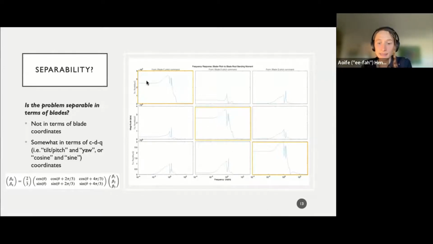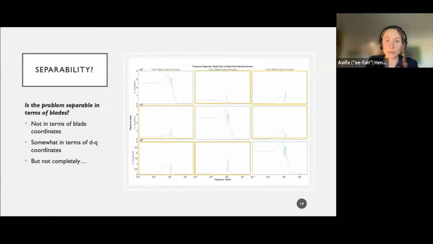As you can see here, the gain is greatest from the blade pitch C component to the root blade bending moment C component, and similarly from D to D and Q to Q. But there is a non-zero gain on the off-diagonal components as well, as we'll see next. So my point here is that it's not completely separable, and there is a coupling here, and that coupling will actually be exacerbated for higher frequencies and will vary across different wind speeds too. So that is something that should be considered, and it is typically neglected in traditional IPC controllers.